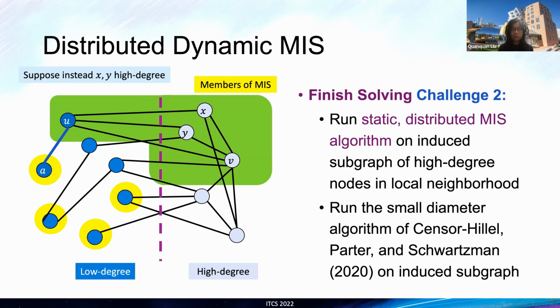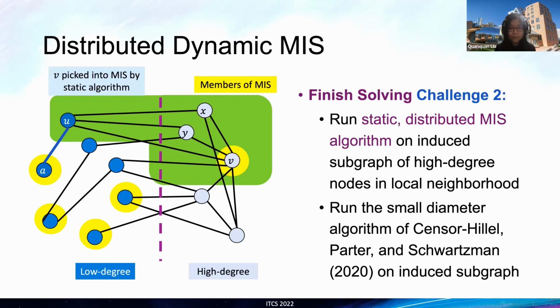The specific algorithm we use is the static algorithm of Censor-Hillel, Parter, and Schwartzman, which operates in polylog n rounds on small diameter graphs. As you can see in this example, this induced subgraph has small diameter, and in fact, the diameters of the subgraphs we look at in our algorithm are at most 6. Specifically, their algorithm requires a leader, and so in our case, the low degree node, which removed itself from the MIS initially, is the leader. In this example, U becomes the leader.